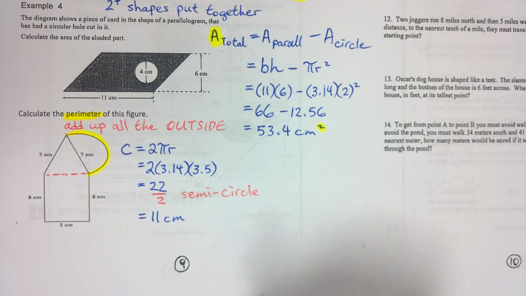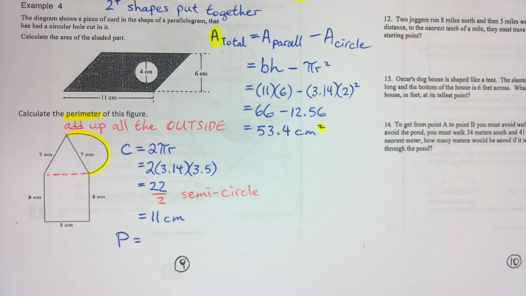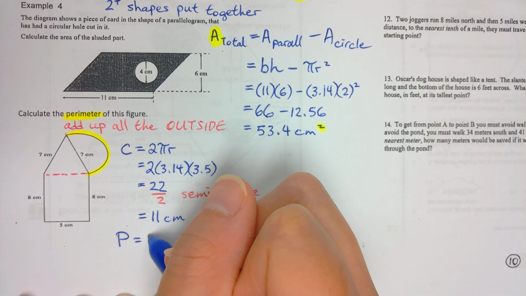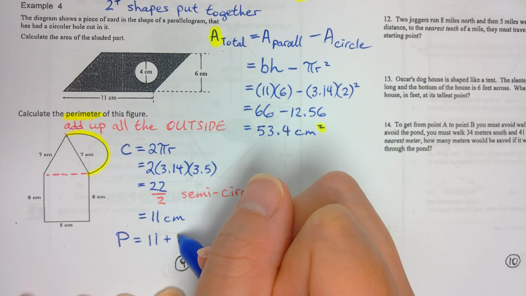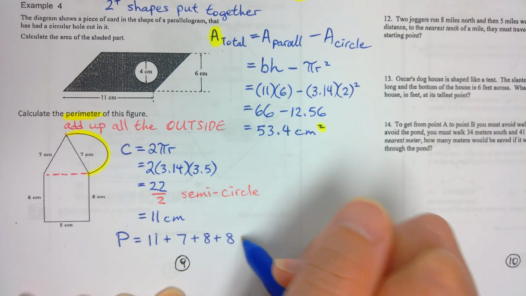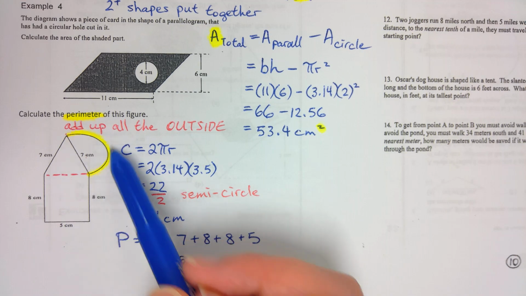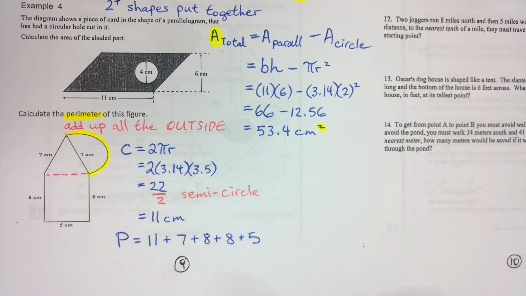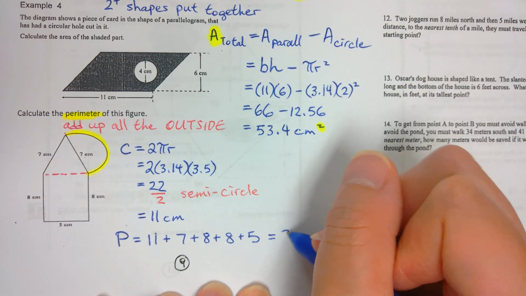So now I can add up the perimeter. Frank, can you tell me what to add up? Half of the circumference, which is 11, plus the other sides, plus 5. That's it? Is that it? Yeah. As we said, only 5 sides. I shouldn't see the other 7, I shouldn't see the 5. So when I add it all up, I get 39.